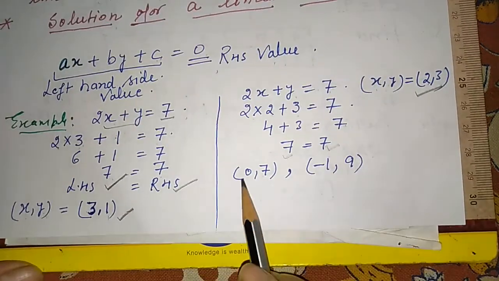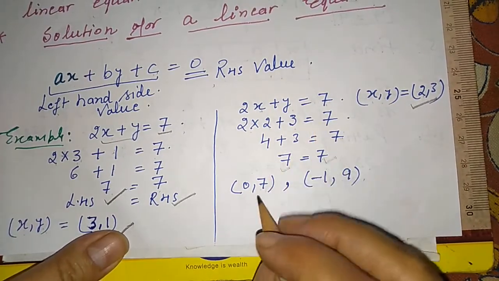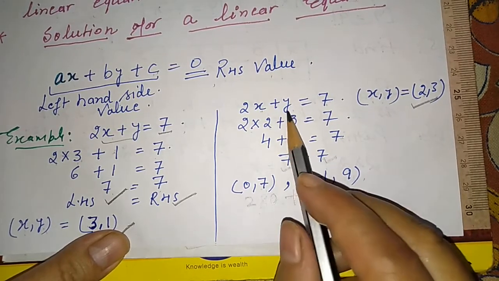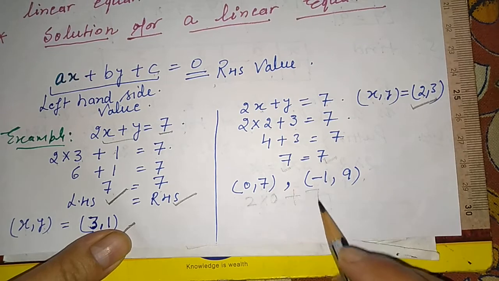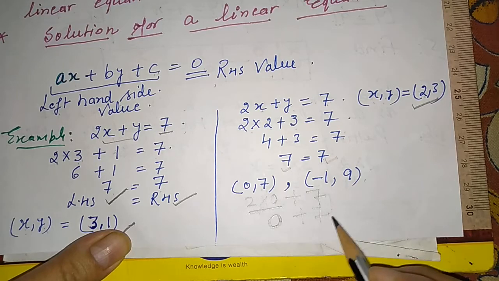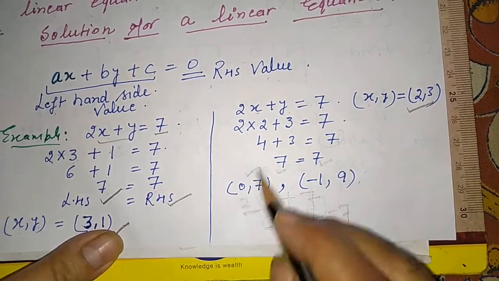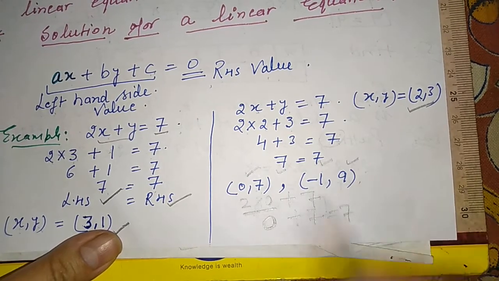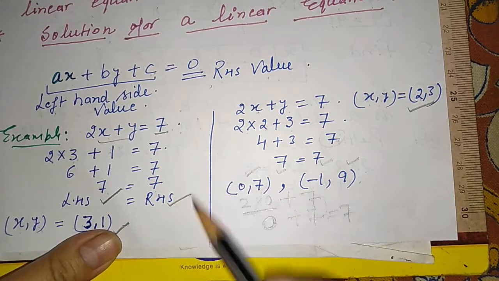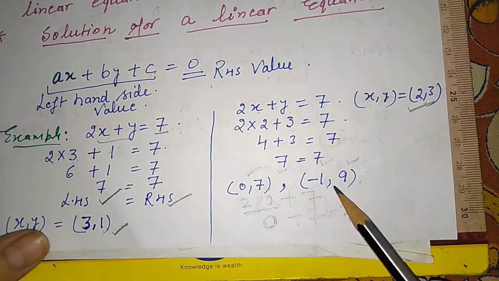If we put 0 and 7, or minus 1 and 9, suppose we put 0 instead of x, so we have 2 multiplied by 0 plus y, which is 7. So 2 into 0 is 0, plus 7. We get 7, and the right hand side is also 7. So one more solution is 0 and 7. If we put minus 1 and 9, we get the same value. So for the same equation we have 3 and 1 as a solution, 2 and 3 as a solution, 0 and 7 as a solution, minus 1 and 9 as a solution.